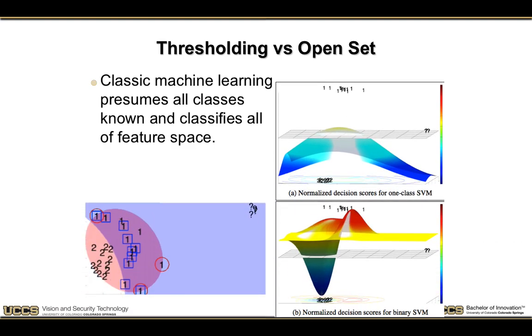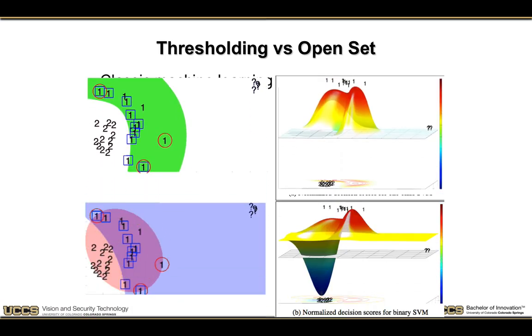So let's look at some other thresholding. If I look at the numbers 1, 2, and the question marks here, the bottom shows you a binary SVM, the top is a one-class SVM. The one-class SVM shows the pink region. It does a good job of rejecting the unknowns, but it also mixes the classes together. The binary SVM, even though it's binary, labels all of the space blue on the right-hand side.